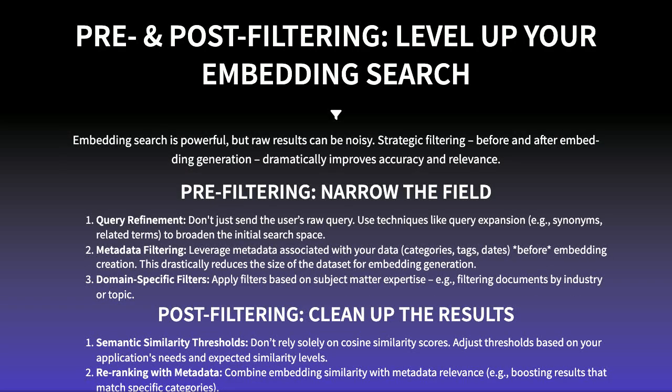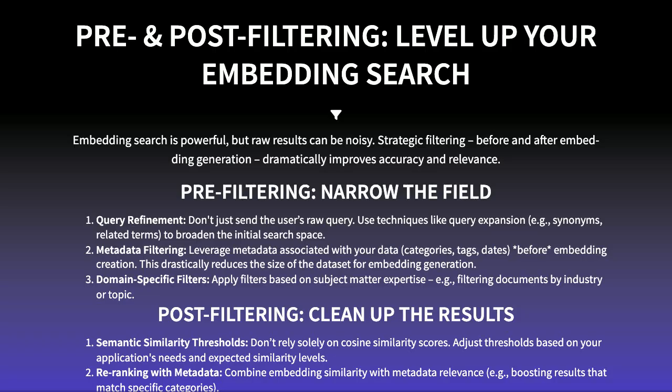Okay, so embedding search is great, but sometimes you get a ton of irrelevant results. That's where pre- and post-filtering come in. First, let's think about pre-filtering before we even generate the embeddings. We can refine the user's query by adding synonyms or related terms to broaden what gets considered. Or, if your data has good metadata like categories or tags, filtering based on the metadata before embedding generation is a huge time saver. Finally, domain-specific filters, where you leverage subject matter expertise to narrow things down even further.